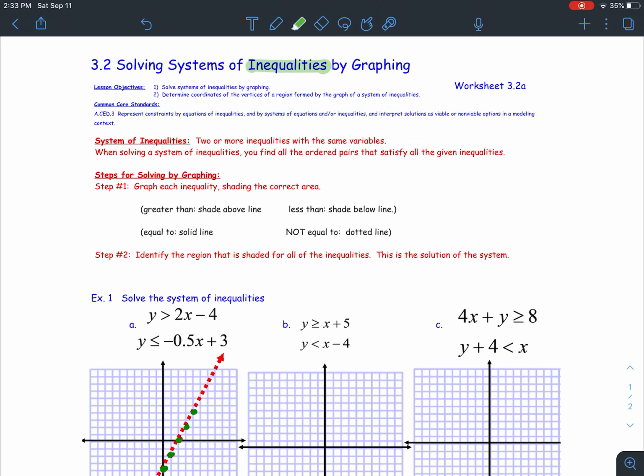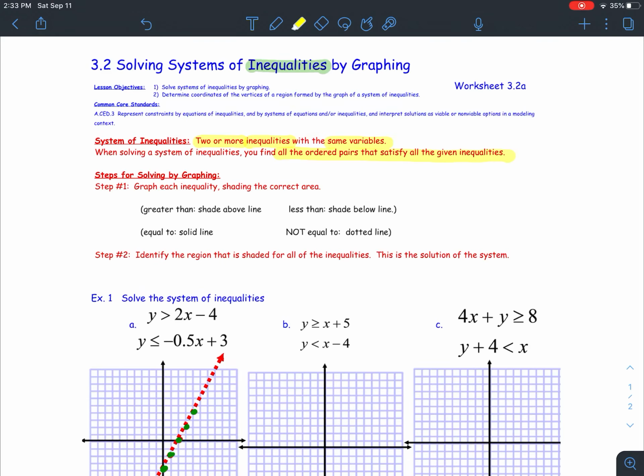Okay, so a system of inequalities is 2 or more inequalities, instead of equations, that all have the same variables in them. And again, when you're solving these systems of inequalities, what you're trying to find is all the ordered pairs that satisfy all the given inequalities.